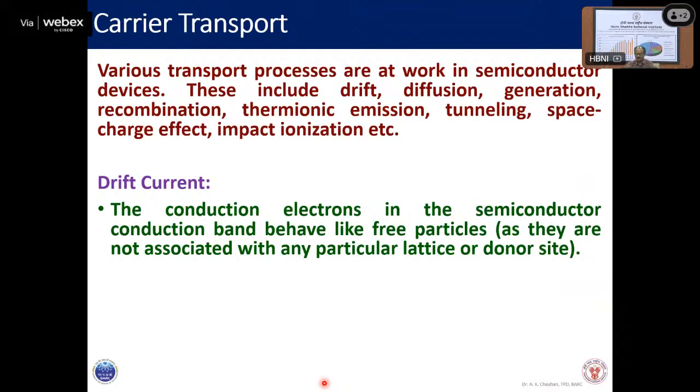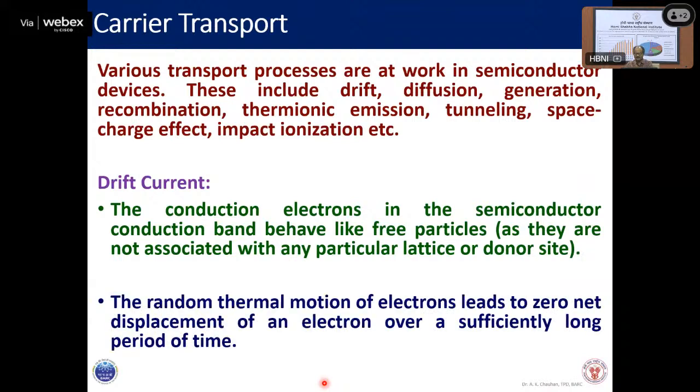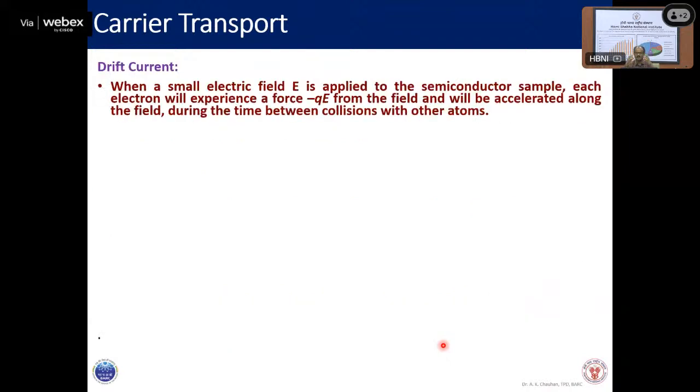move anywhere. However, if you apply a very little potential from one side, what will happen? This electron will experience a net force towards that field, because of that field. So this I already explained. The random thermal motion of the electrons leads to zero net displacement of an electron over a sufficiently long period of time. But if you apply a small electric field on the semiconductor sample, each electron will experience a force from the field and will be accelerated along the field during the time between collisions.